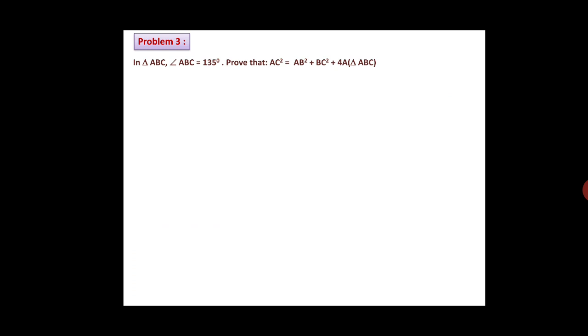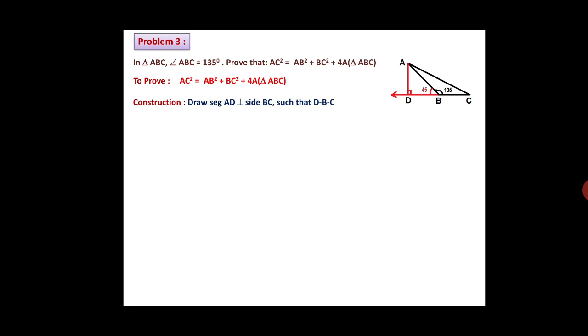So in triangle ABC, angle B is 135, so it is an obtuse angle triangle. Then you have to prove that AC square is equal to AB square plus BC square plus 4 times area of triangle ABC. This we have to prove. So we will do the construction. We have to draw segment AD perpendicular to side BC, such that D lies outside, on the extension of BC.